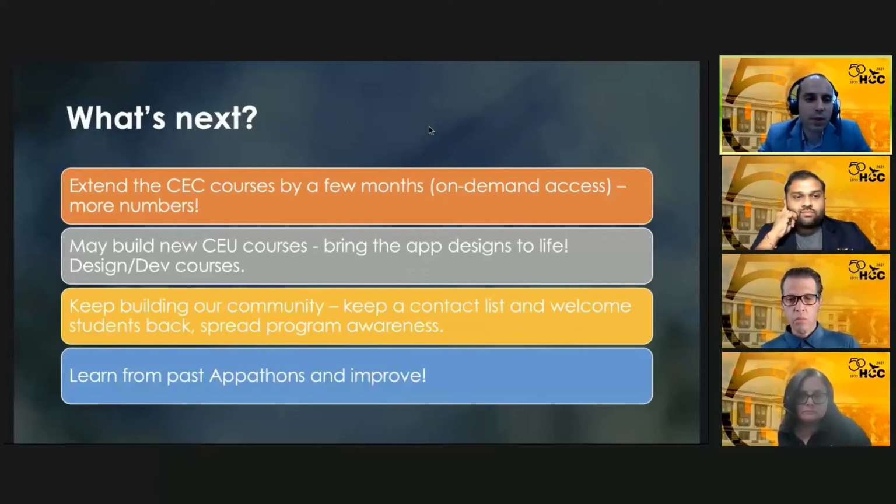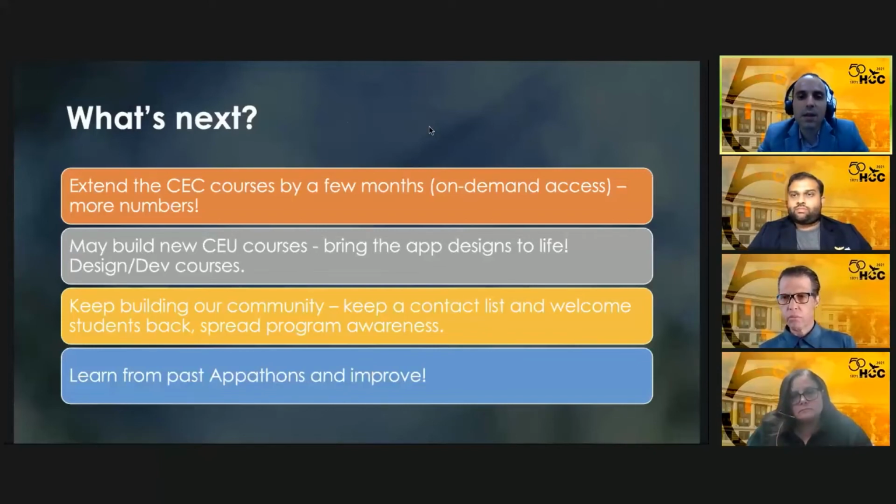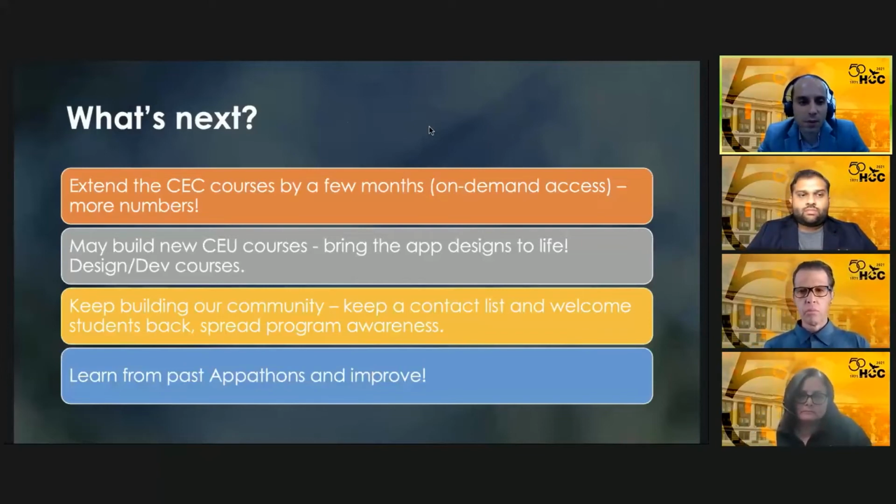So what will we do next? Well, we're planning to extend the APPATHON into a CEC course that would be on demand for a few months. As Shilpa mentioned, we have a lot of material from the Apple school, the learning community, to basically help students learn some more. And eventually we would like to build additional CEU courses, the ones where it could be paid, that can actually funnel into degrees. And this is when we can really bring those ideas to life and offer design courses, development courses.